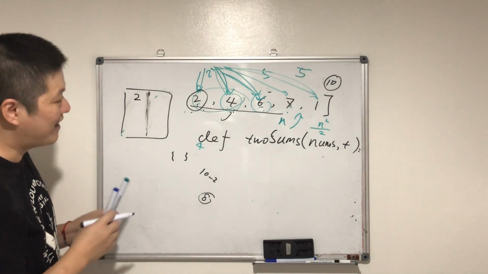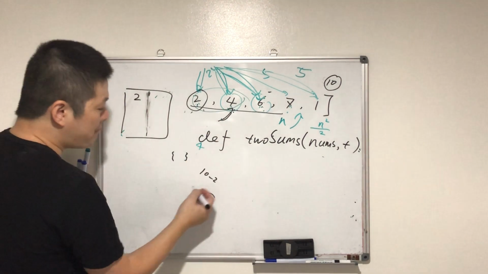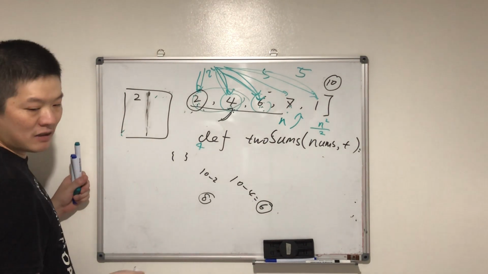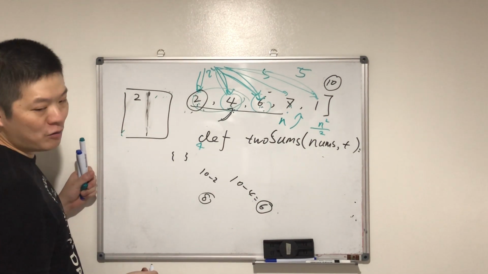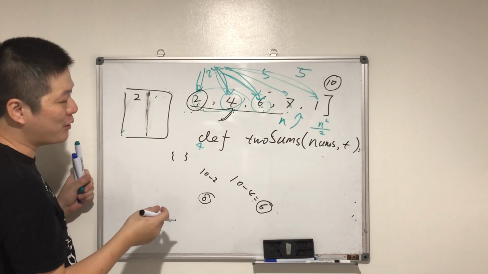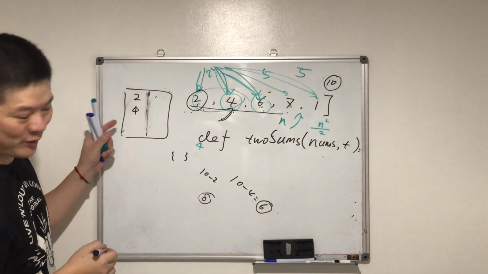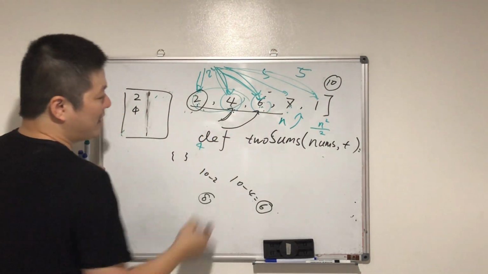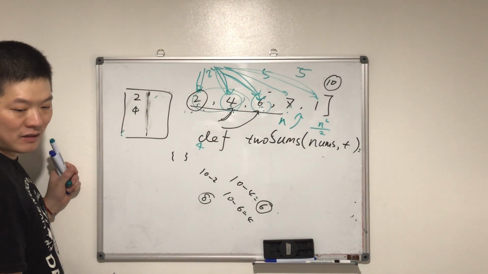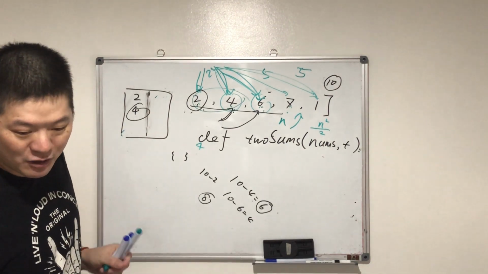Now 4: 10 minus 4 is 6. Is 6 in the notebook? No, we haven't put it in the notebook yet. So I'll put a 4 there. We visit, okay, we come to 6. Is 10 minus 6, which is 4, in the notebook? Yes. Yes, we found the answer. Look how easy it is with the notebook.